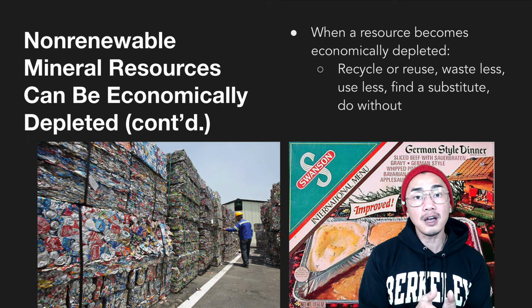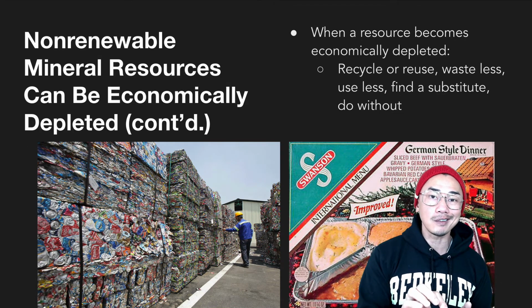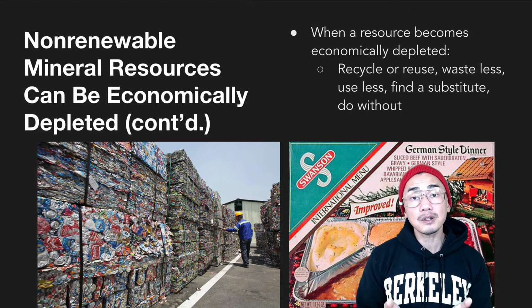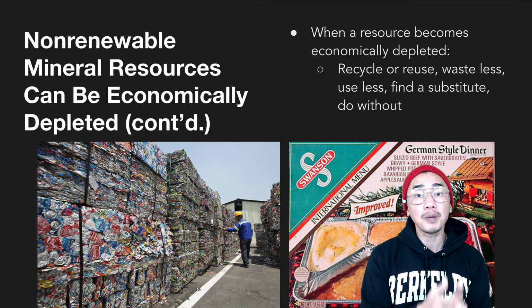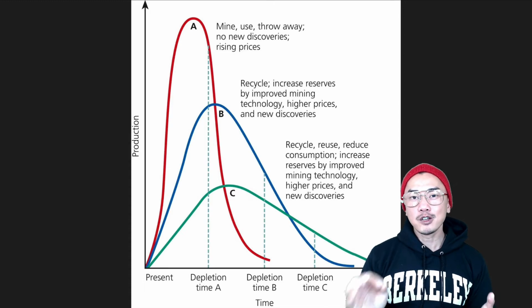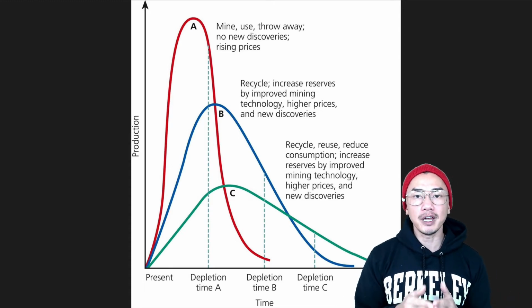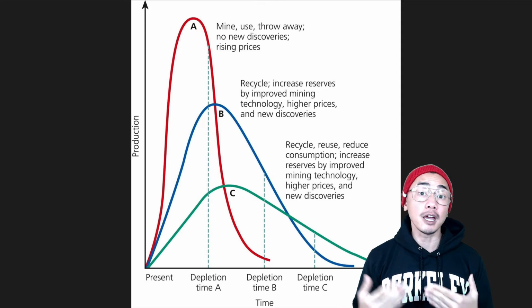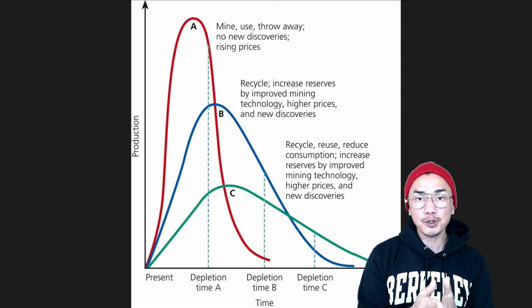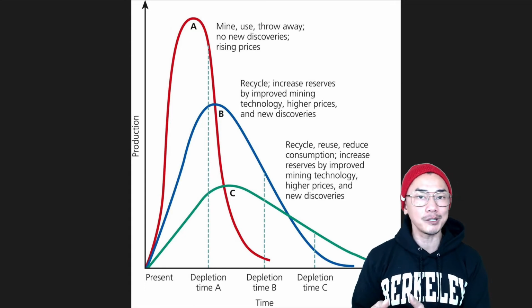The photo on the left shows aluminum recycling. The photo on the right shows how TV dinners used to come in aluminum trays, but have now been replaced by things like paper and plastic. This graph shows how alternatives like recycling, reusing, and reducing consumption can extend the life of a mineral resource and decrease depletion time.